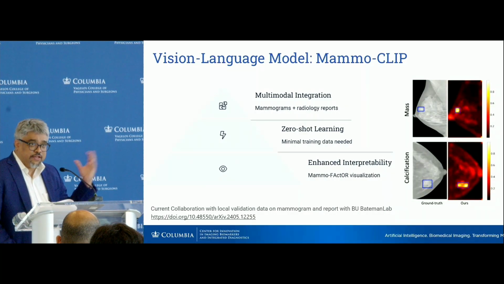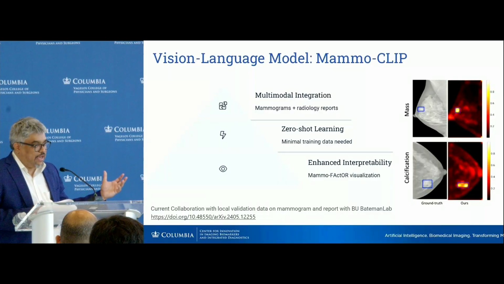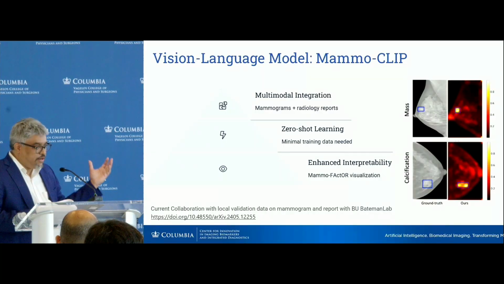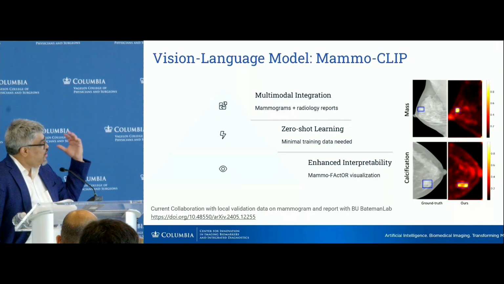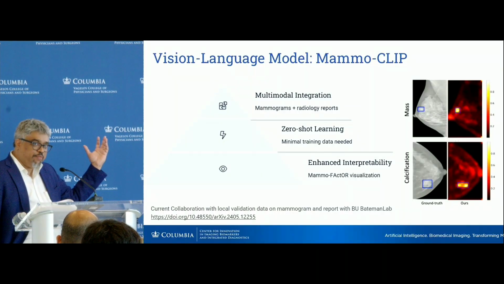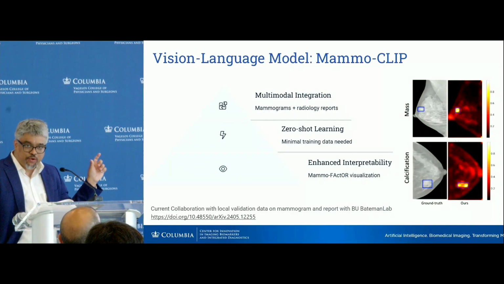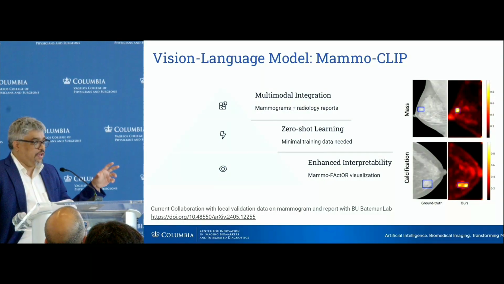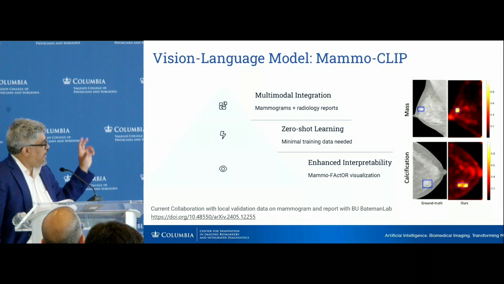Lastly, we have a real multimodal integration with these new Gen AI models, vision language models, which we are working on. This is a collaboration with BU, one of our collaborators, Kavya and Batmanglik. They have a pre-trained model using around 20,000 mammograms and reports. Locally, we are validating this model using 50,000 mammogram data and radiology reports.